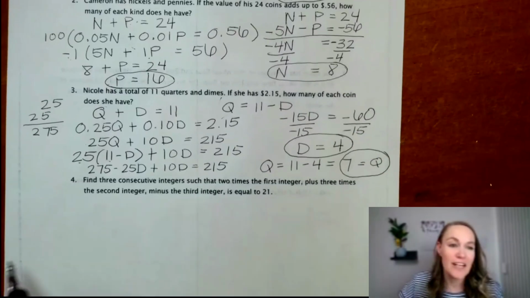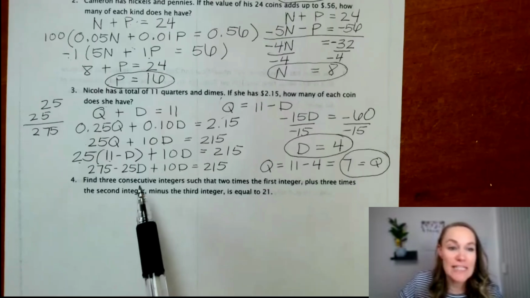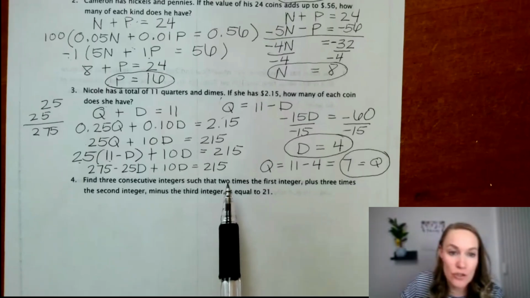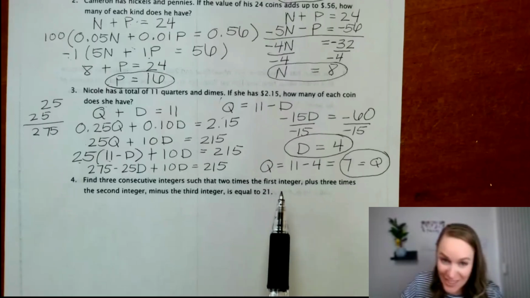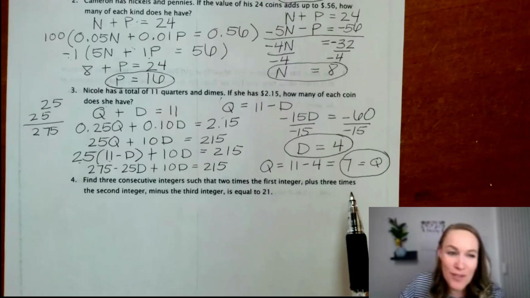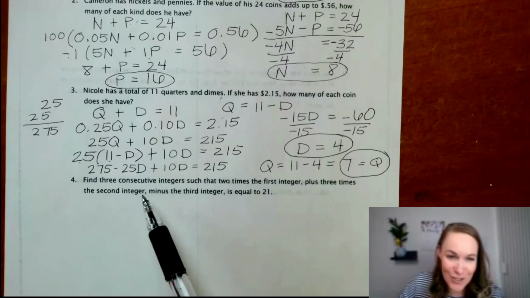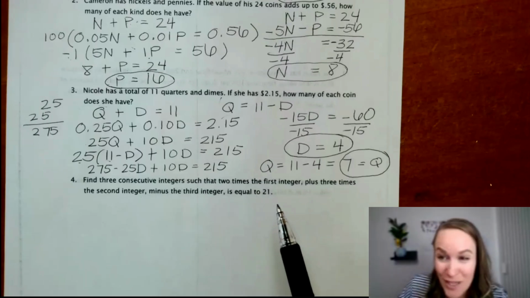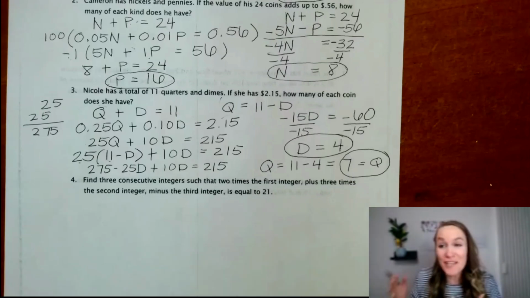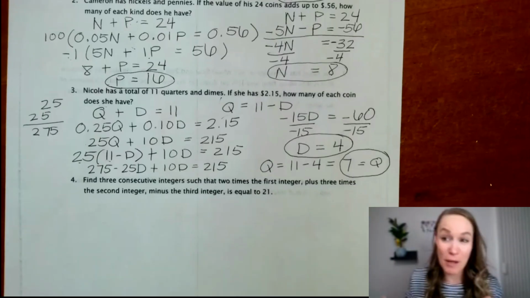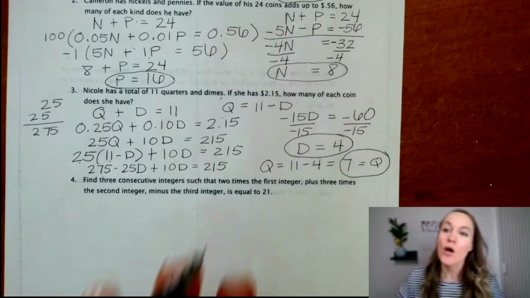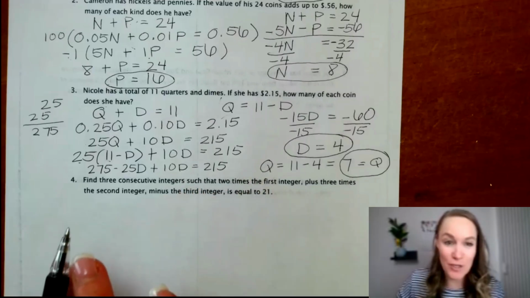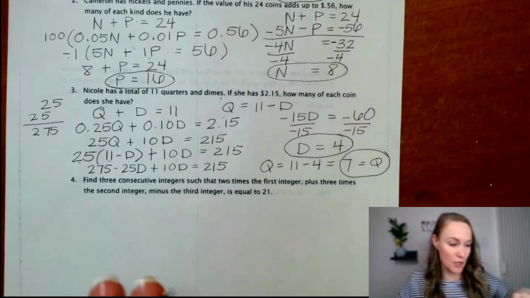So great. All right. Find 3 consecutive integers such that 2 times the first integer plus 3 times the second integer minus the third integer is equal to 21. So all we're doing in math a lot of the time with these word problems is we're just translating. We're translating from the English language to the math language. And that's really what we're doing here.